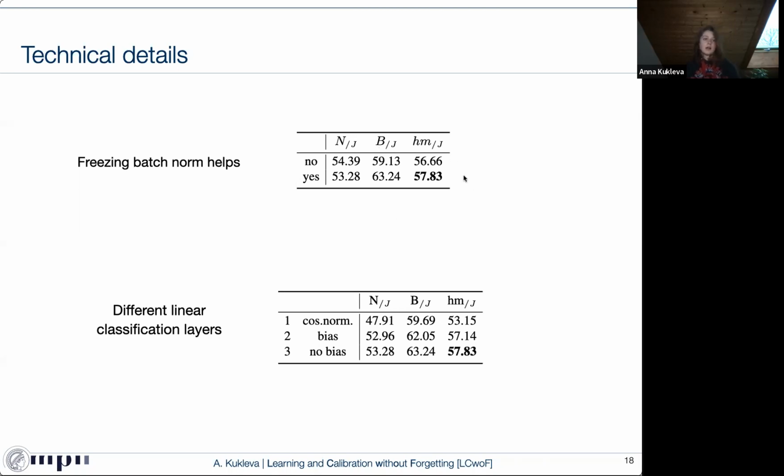Another part is that it's very popular to normalize classification layers in few-shot learning, and to use or not use bias. We found that in this work, because we have this cross normalization with batch normalization, we don't need to normalize our logits additionally. And without bias, it works slightly better, but I think it's not a very big difference in the performance in general.